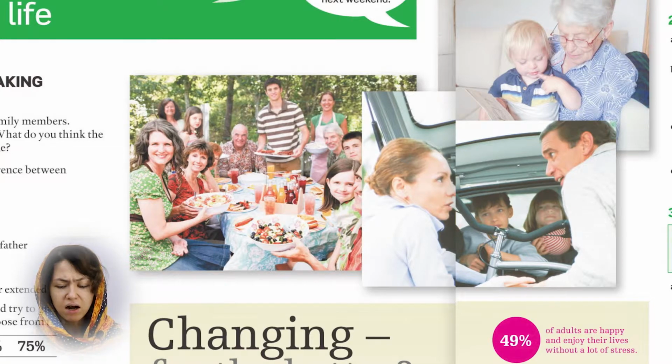So next photo, what's happening here? Are they having an argument? The parents? I guess they are discussing something, okay? And the last photo, you see a grandchild and the grandma. The grandma is trying to spend some time with the grandchild. That's great. Okay, so these were the photos here.